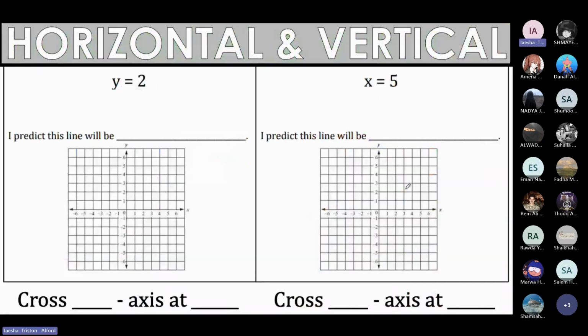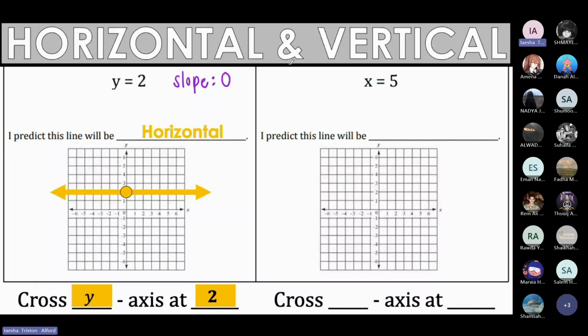So again, this is y equal positive 2. What slope should you have here? 0. Horizontal. The slope is 0. Why is the slope 0? Because you do not have x. What kind of line should this be? Horizontal. Cross what axis? Y-axis. At what number? Positive 2. So you go to the y-axis at positive 2 and you make a horizontal line.